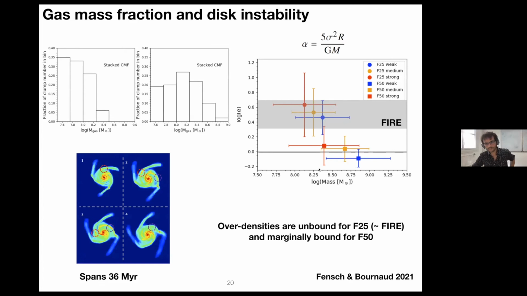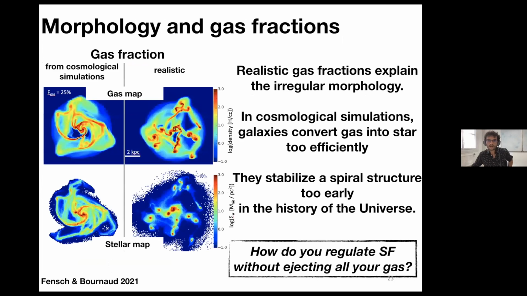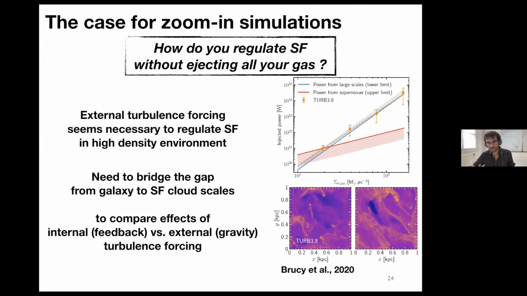So just to summarize, the gas fraction explains the irregular morphologies of galaxies, and in cosmological simulations, galaxies convert their gas too efficiently into stars, and that brings us back to the main question: how do you regulate star formation without ejecting all your gas? So we've seen before that one way is to bring some energy, like turbulent energy, for instance, in the study from Noé, that will be able to reduce the star formation efficiency in this environment. But this is only an idealized simulation.